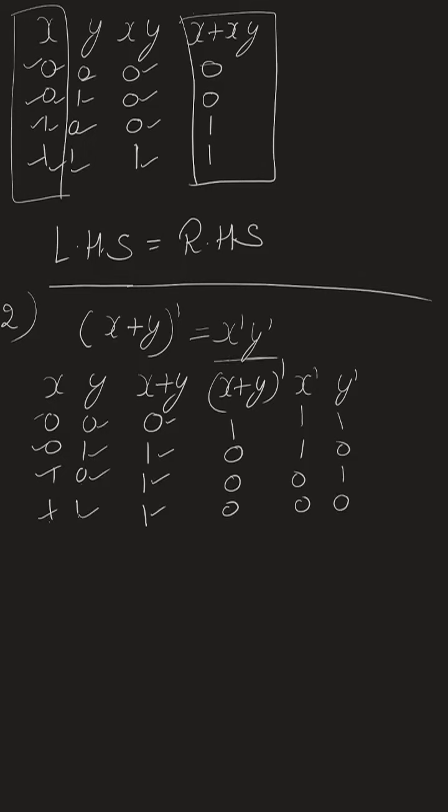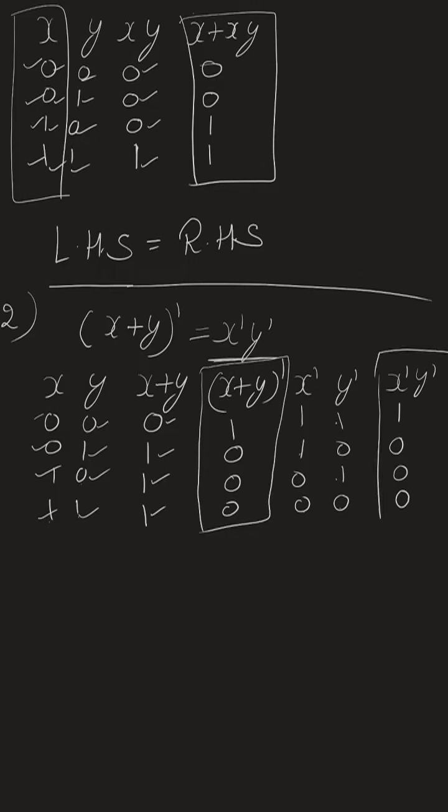So now we find out this one, x complement y complement. You can write down x complement y complement, which means multiply here. So 1 multiply 1 is 1, 1 multiply 0 is 0, 0 multiply 1 is 0, and 0 multiply 0 is 0. So hence it's also proved that x plus y whole complement is equal to x complement y complement: 1 0 0 0, here also 1 0 0 0. So again, hence it is proved that left hand side is equal to right hand side here.